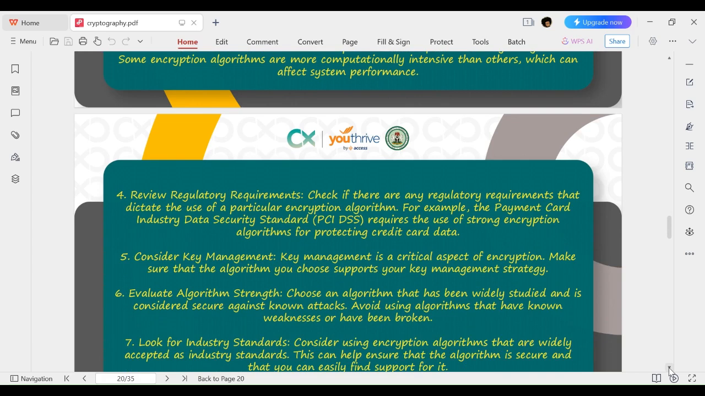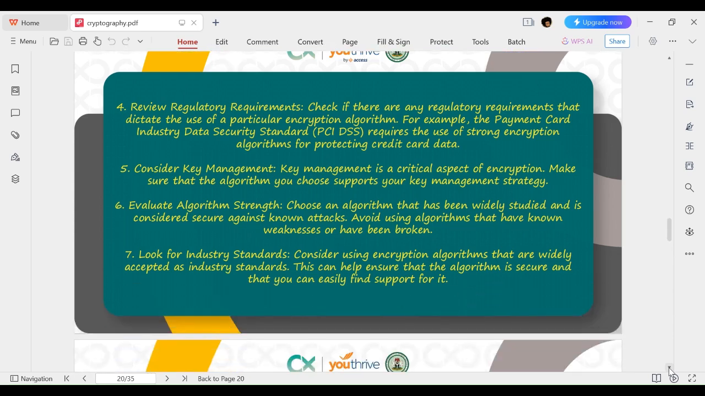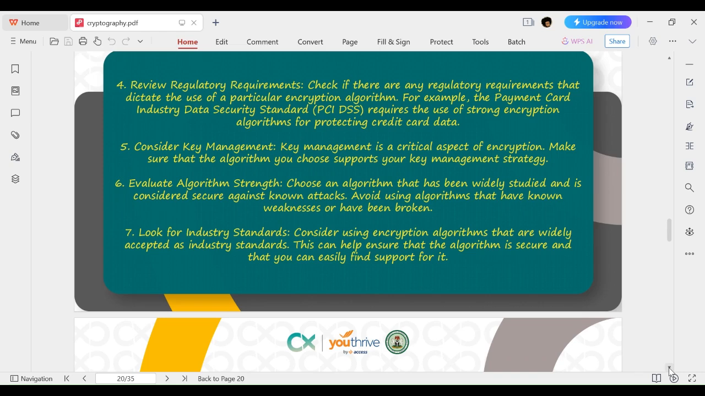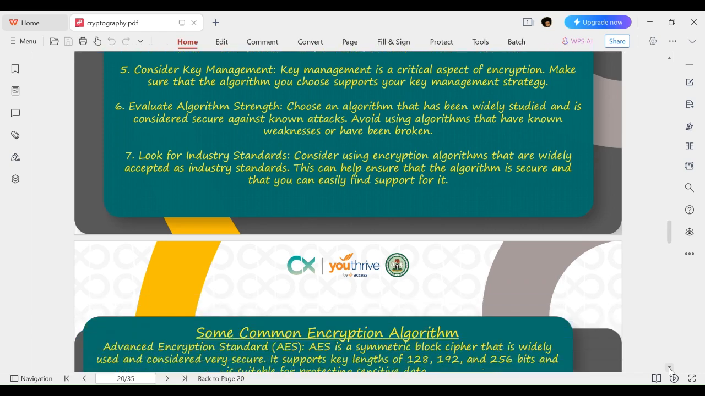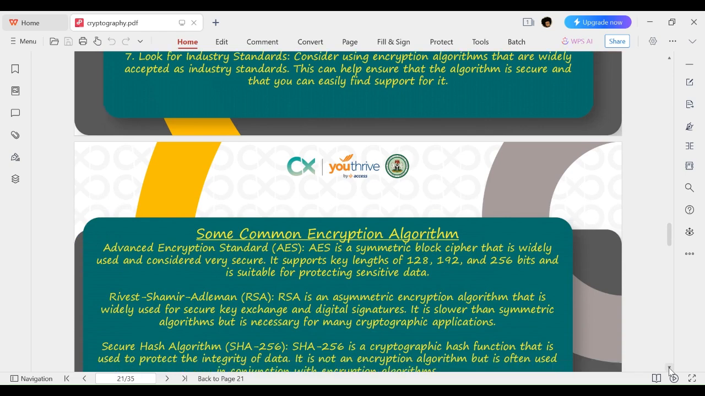Number four is review regulatory requirements. Five is consider key management. Six is evaluate algorithm strength. Seven is look for industry standards. So what are some common encryption algorithms?